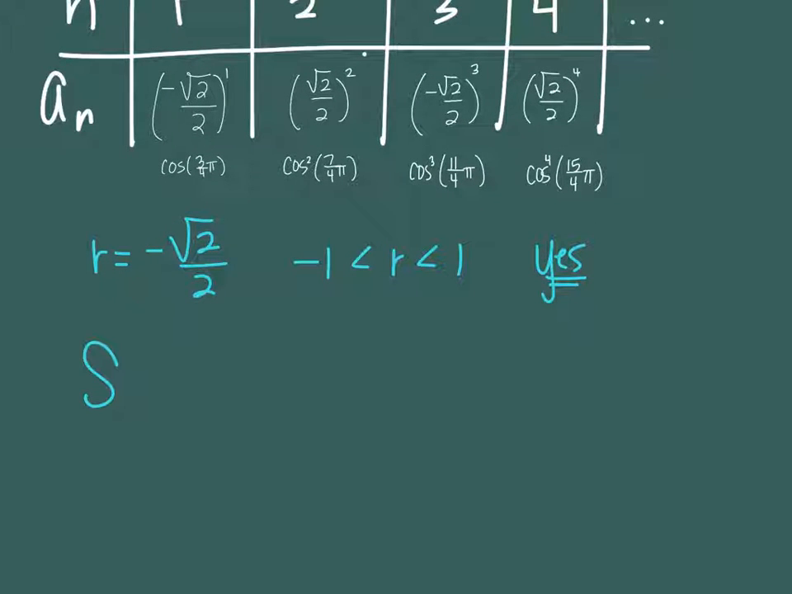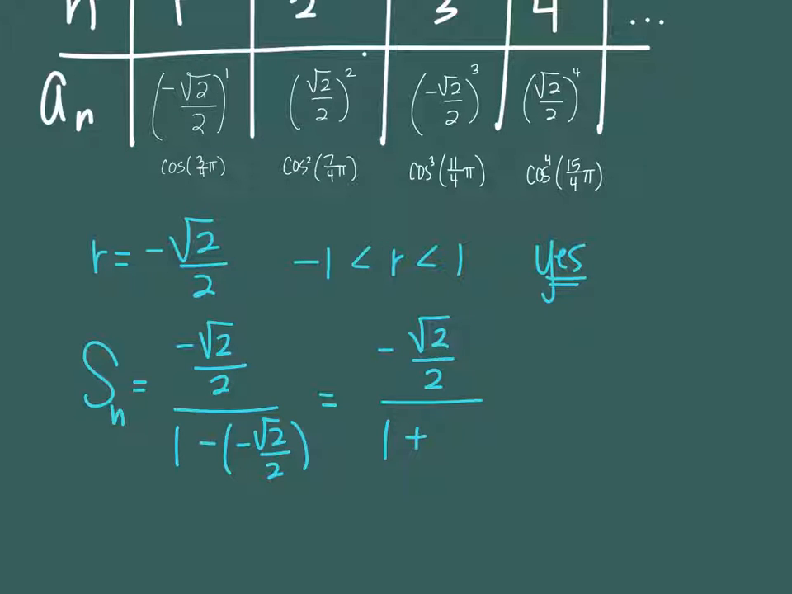So, the sum of infinitely many terms will be the first term, which we determined to be negative rad 2 over 2, over 1 minus the r value, which we also determined to be negative rad 2 over 2. So we're looking at negative rad 2 over 2 over 1 plus rad 2 over 2. And if you clean that up a little bit, multiply everything by 2. There you go. And that's the value that the sum will converge to.